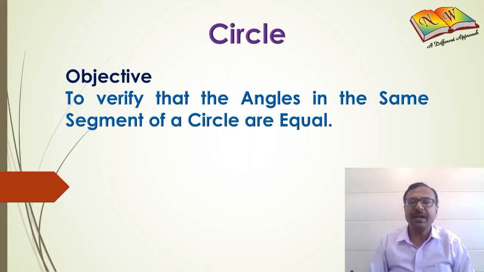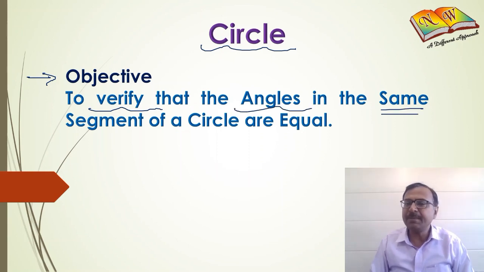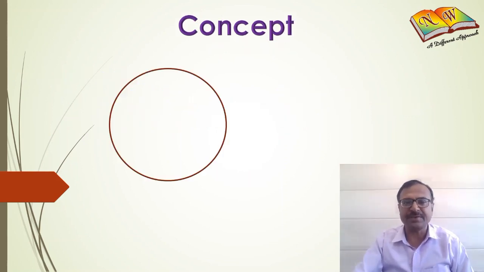This activity relates to another property of circle. The objective of this activity is to verify that the angles in the same segment of a circle are equal. Let's study the concept in hand first.